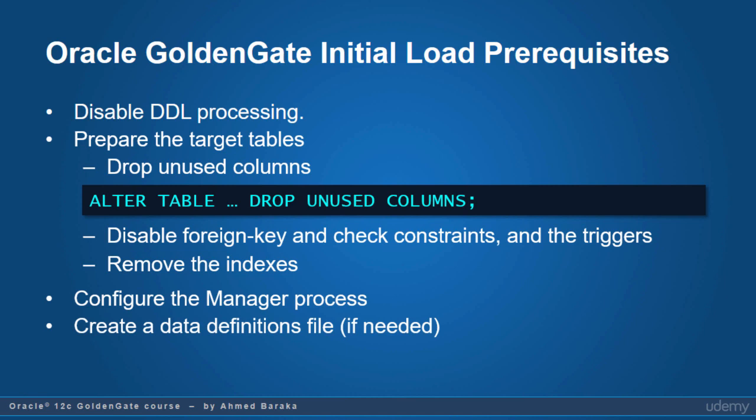If your source tables have definitions different from the target tables, and you are using Oracle Golden Gate prior to version 12.2, you must create the data definitions file. You learned how to do that in an earlier lecture. Finally, you're advised to create change synchronization groups before you start the initial load. Please be aware here that we are saying create the groups, but that doesn't mean start them. You start them after the initial load is started.